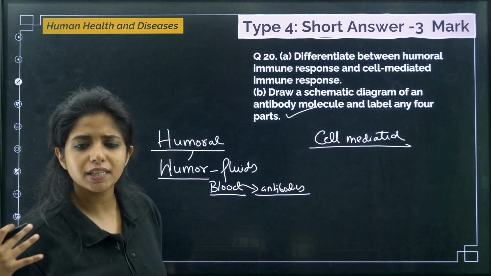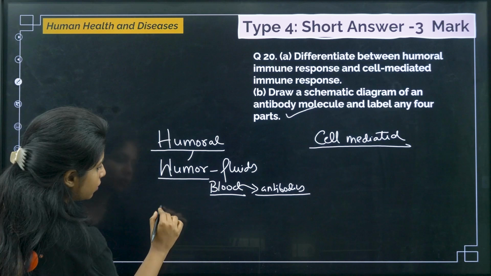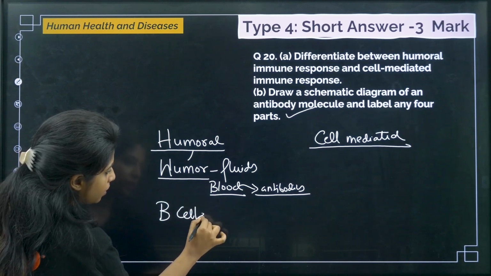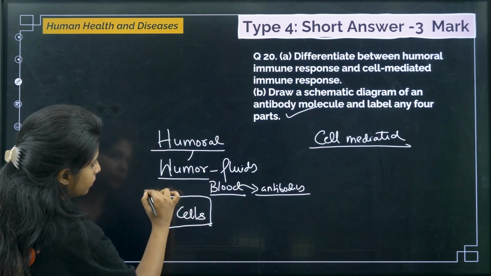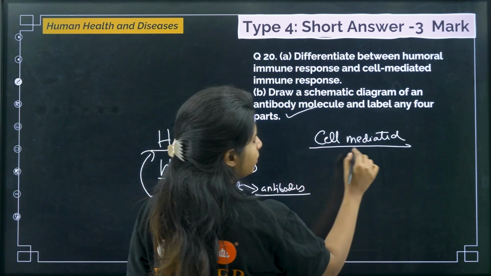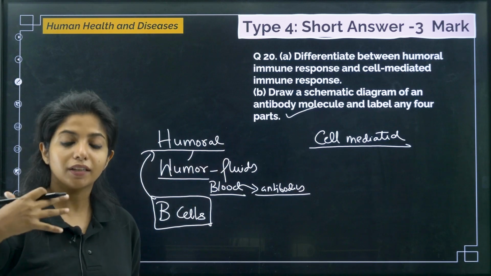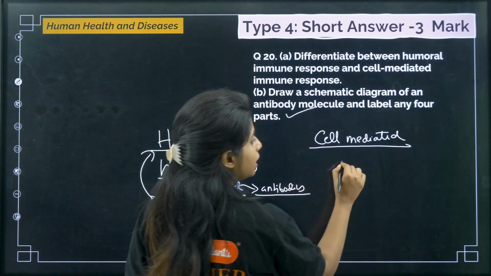Cell-mediated is when cells are being involved. Antibodies are released by B cells, so over here, B cells are the major cells in action. They are the major cells which are doing the whole action. Over here, in the cell-mediated immune response, you know that cells come together and they do the immune response, in the case of T lymphocytes.